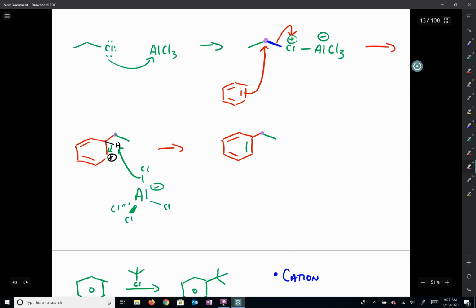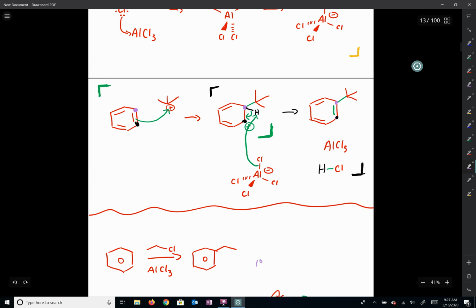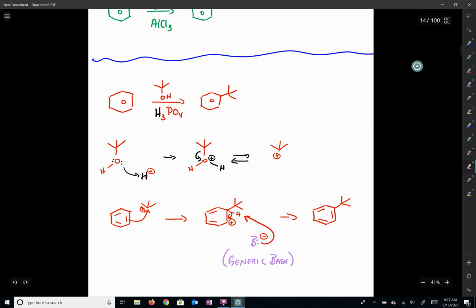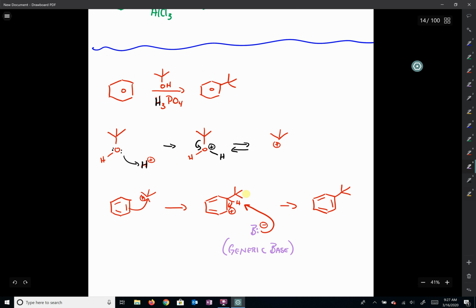Let me scroll up here for just a second. Where was it? Right here. So this is what we're just looking at there. It's identical to what we saw there. In the yellow, we generate the electrophile. In the green, the ring attacks, and in the black, it gets reformed.